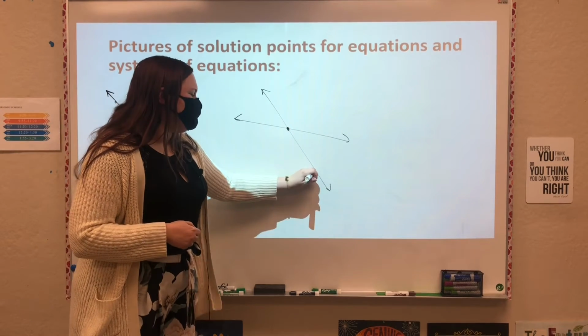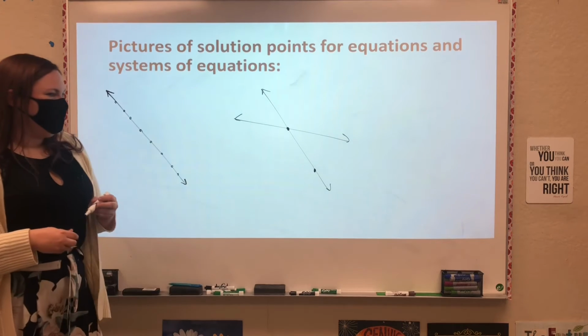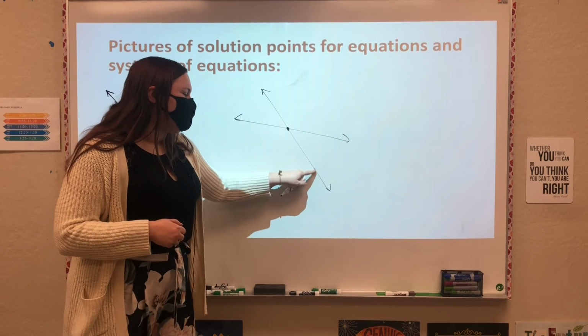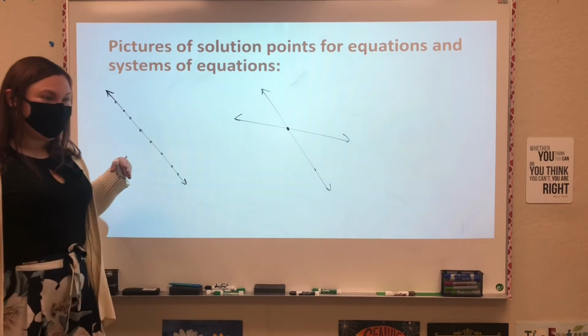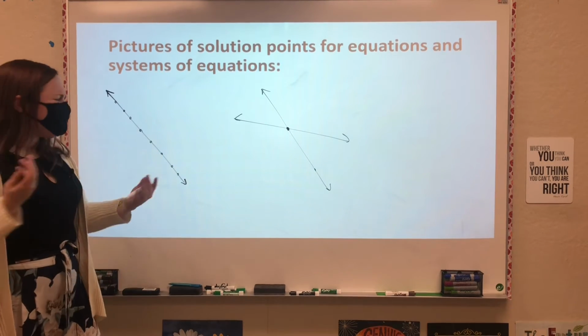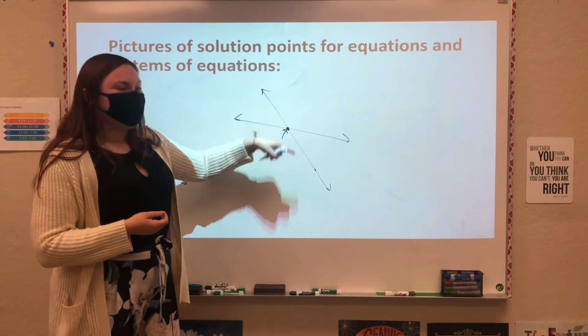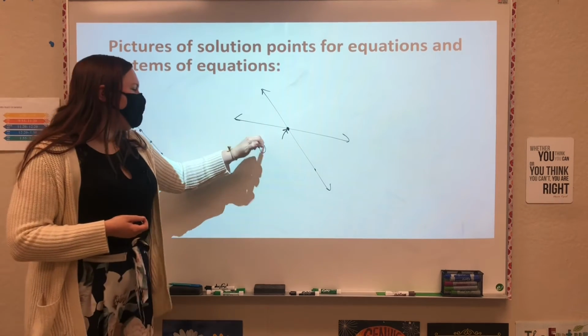Why isn't this a solution point? Because it's only on one line. Yeah, and it has to be on both. And you already nailed it. That solution point is going to be where those lines cross, intersect, however you want to think of it, because that is going to be the only point that's on both lines.